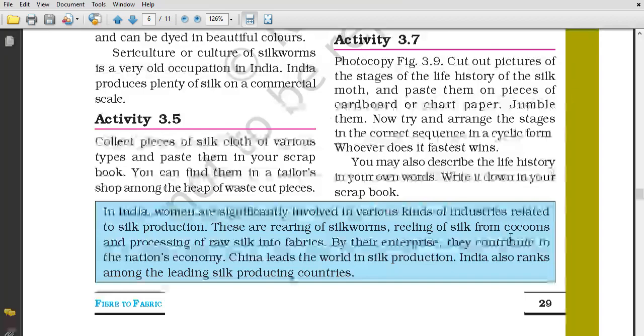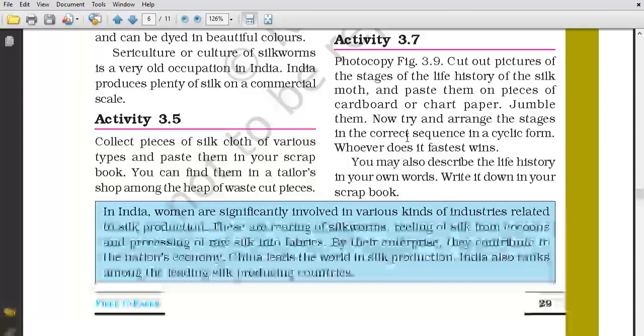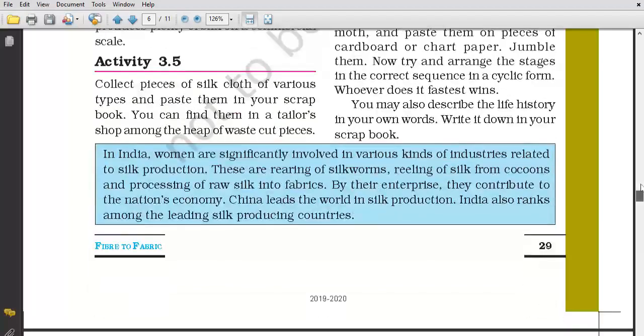So we just have to take their pictures, and we don't have to paste them, but keep them on a cardboard and then jumble them. Then with our team members, we have to challenge them to see who can unjumble them fastest, and the one who unjumbles them will be the winner. And it is a very interesting activity. You can do it at your home also in lockdown.